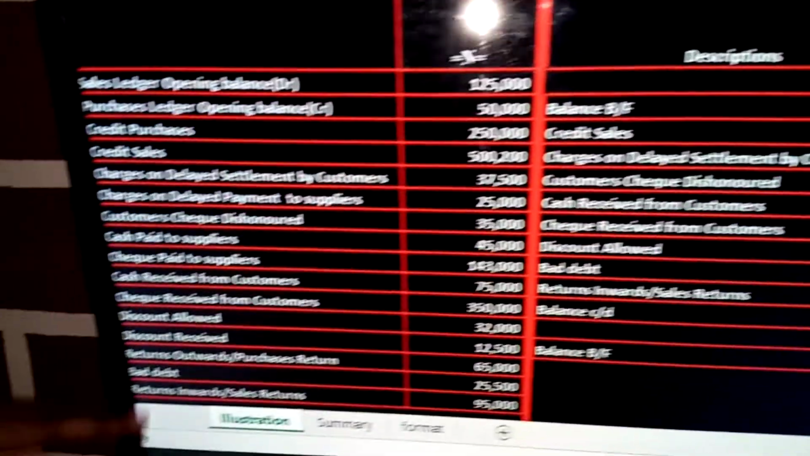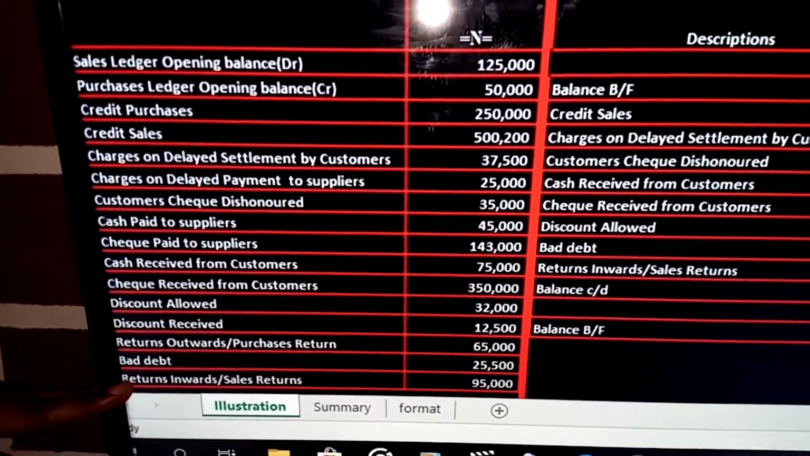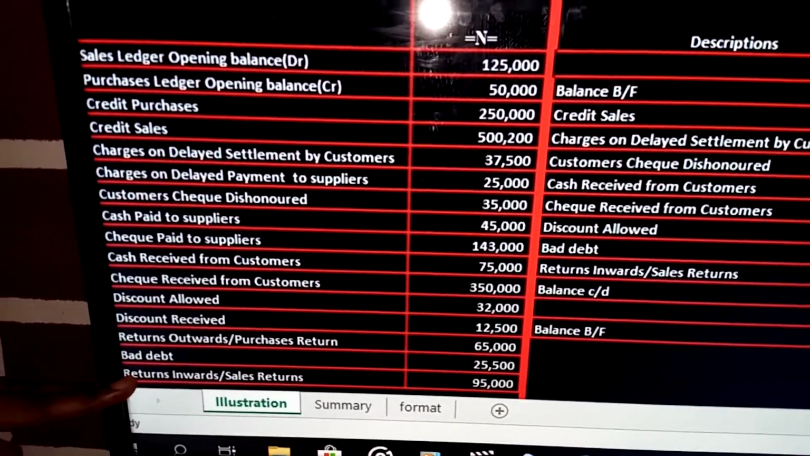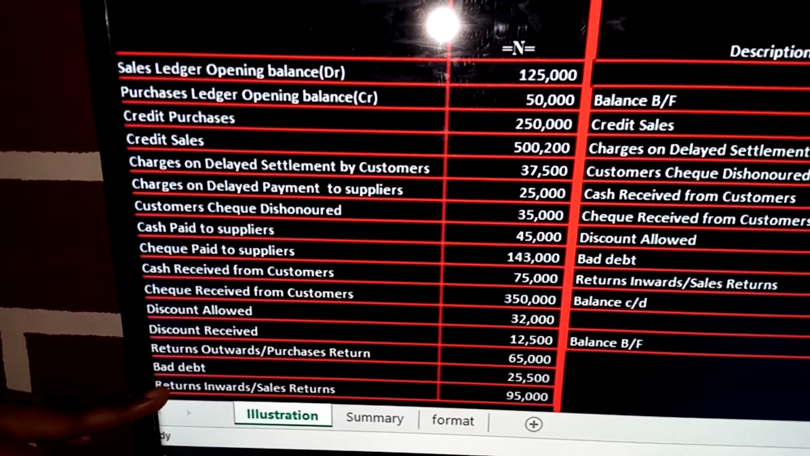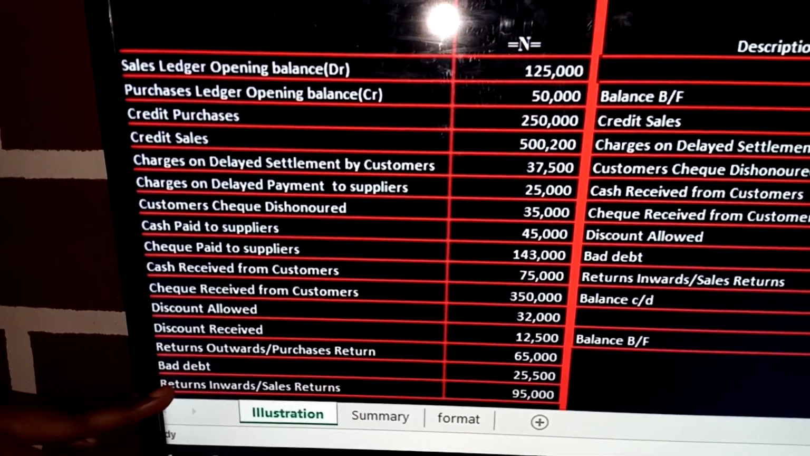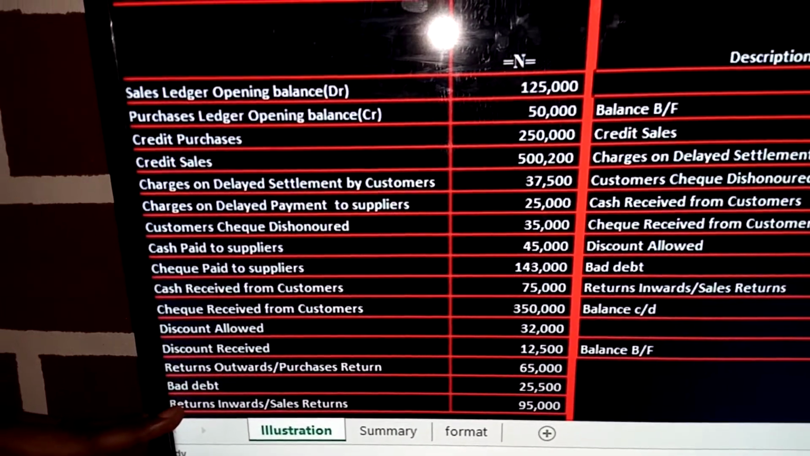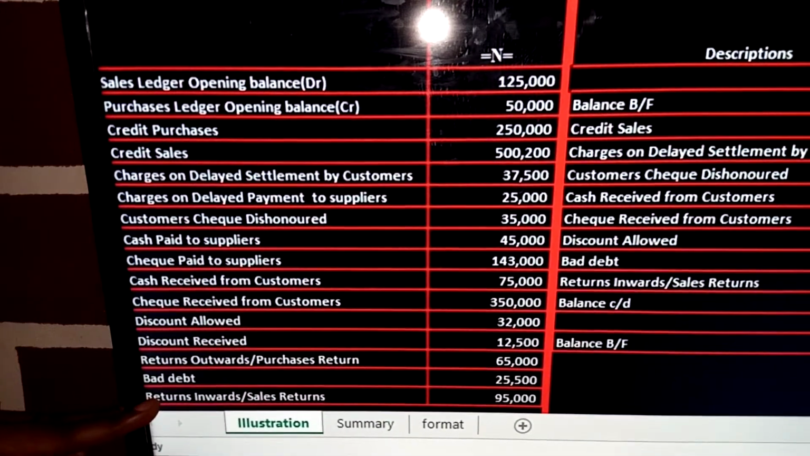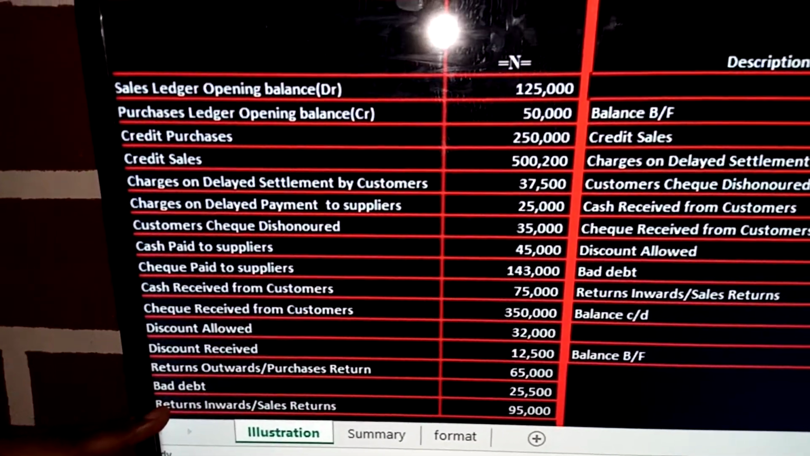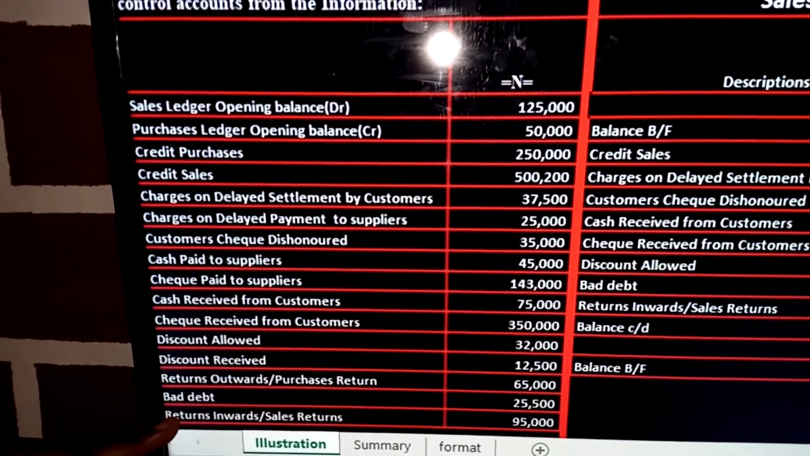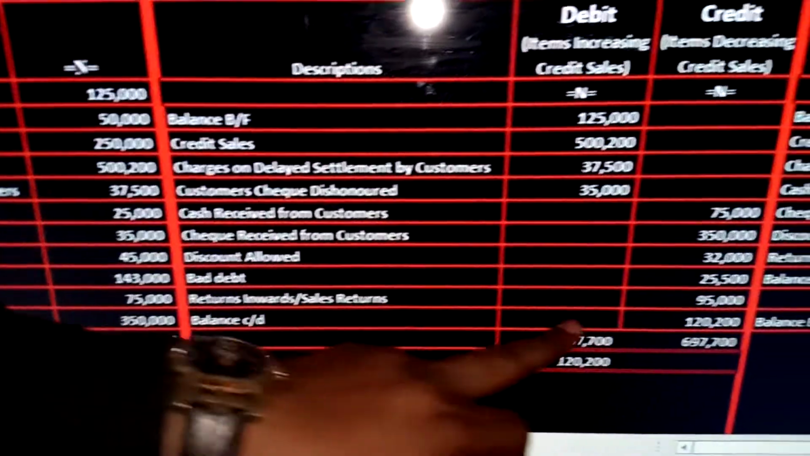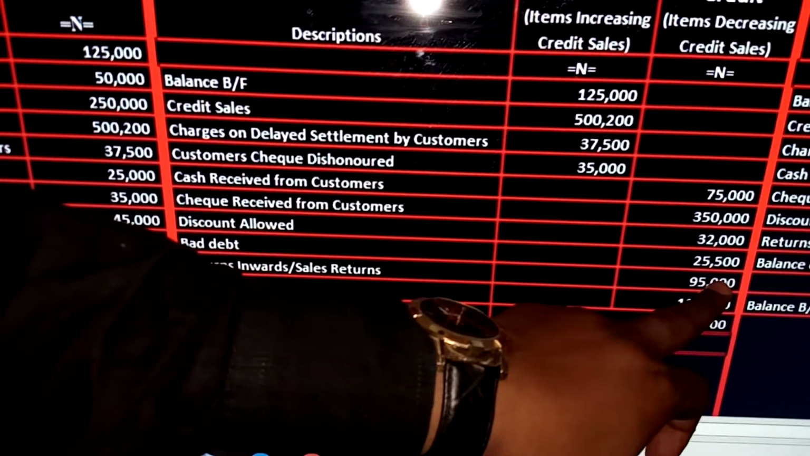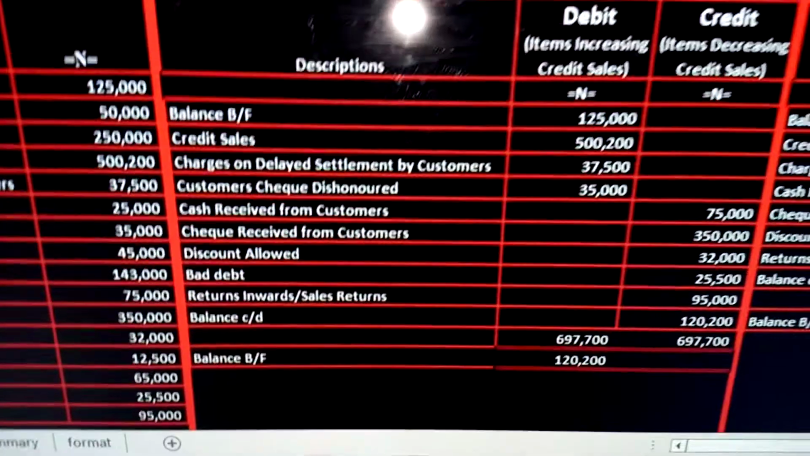Okay. The next one is returns inward or sales returns. What's returns inward or sales return? You sold goods to people or to customers. Remember, when you do credit sales, it's connected to debtors. Now they are returning some back to you. So that will reduce what the debtors are owing you. And I told you, if it is reducing the credit sales item or reducing the debtors value, what do? You credit it to sales ledger control account. So we have returns inward or sales return credited. Okay, that's 95,000. So that's about the last item.